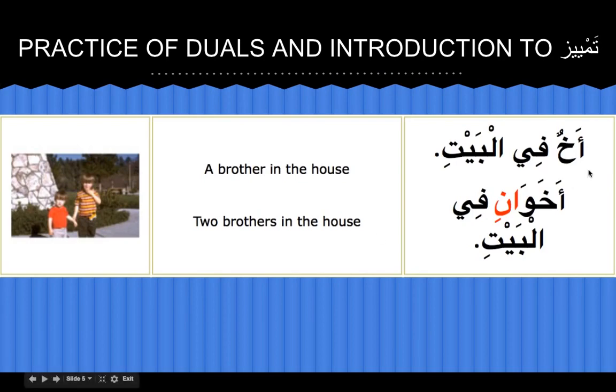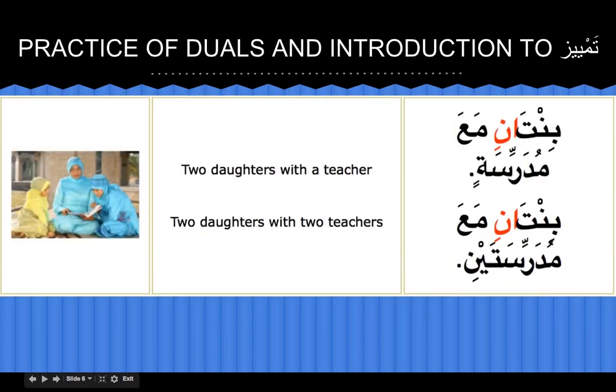So if you see here, akhun fil baiti. So what do we have? Akhun is a singular noun. Akhun is a brother. Fil baiti, in the house. Jar majrur shibu jumla khabar. So we have akhawani, two brothers, fil baiti. So we see it is a sign of marfu is alif, and fil baiti is jar majrur shibu jumla.